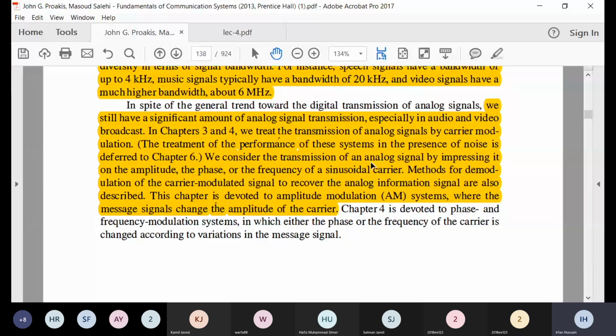Here we will be emphasizing analog signals and how you modulate the signal with respect to amplitude, phase and frequency of the sinusoidal carrier, and then how you recover your actual information from the modulated carrier. This chapter will devote itself to amplitude modulation systems, or AM systems, where the message signals change the amplitude of the carrier. Chapter 4 will be for phase and frequency modulation systems, where you will be changing the phase or frequency of the carrier.